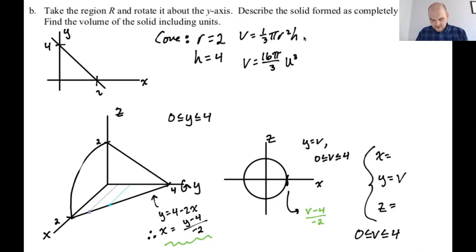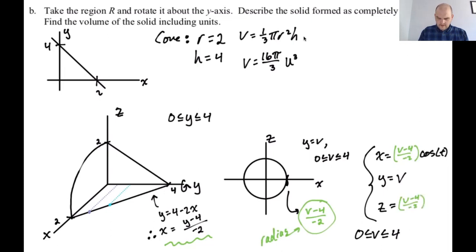So the radius of our circle is actually this part. That's the radius. So we're going to get, and it's crazy looking, V minus 4 over negative 2, and then cosine of t. And here I'm going to get V minus 4 over negative 2, and then sine of t. And then t is the usual thing, 0 to 2 pi. All right, that's a ton.